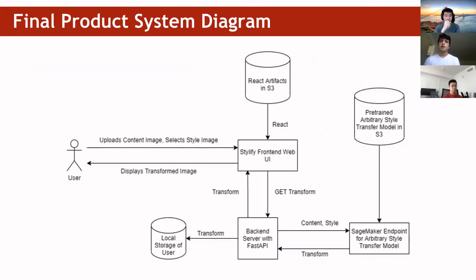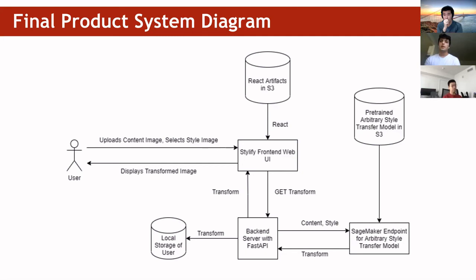And so the system diagram for a final product looks somewhat similar to the system diagram for our MVP. The difference now for the cloud-based system is that we would have a lot of artifacts in S3. We would be hosting our React artifacts in S3. We'd have our pre-trained model for neural style transfer in S3. We actually would use a pre-trained model from this library called arbitrary style transfer, which will result in super fast neural style transfer. And we'll host that in SageMaker.